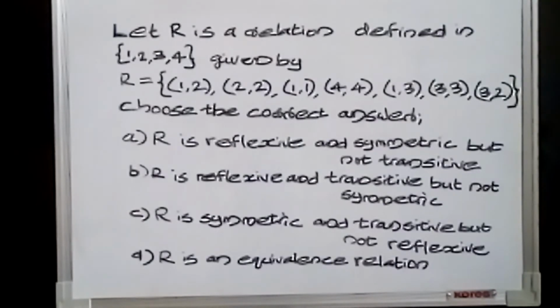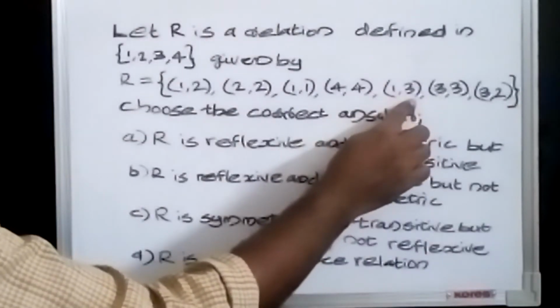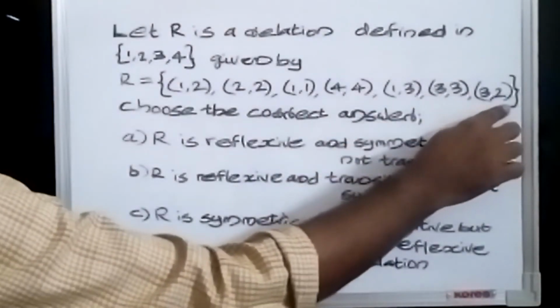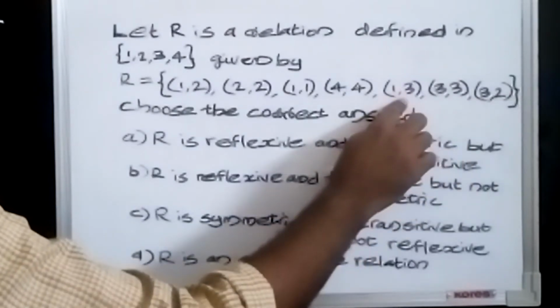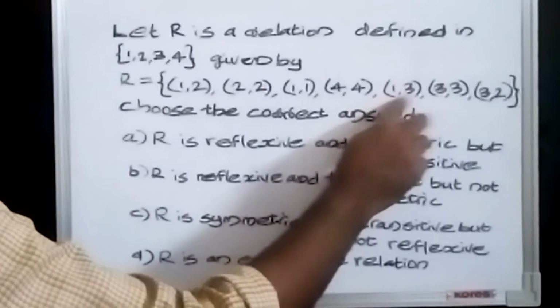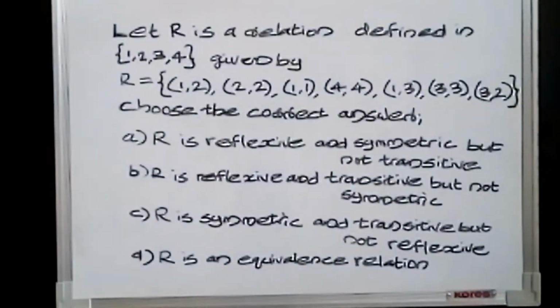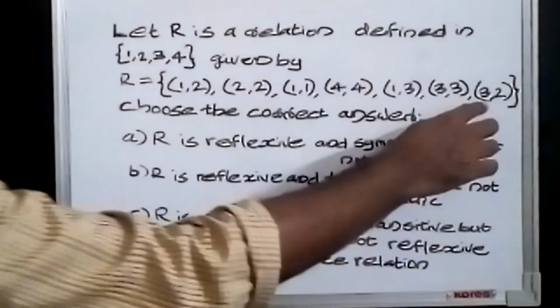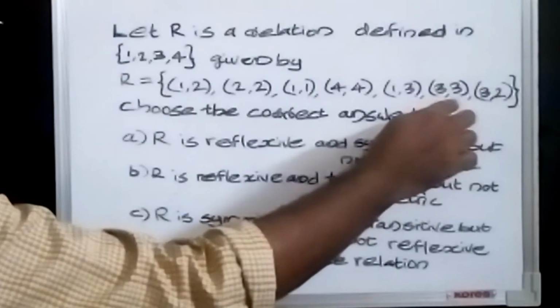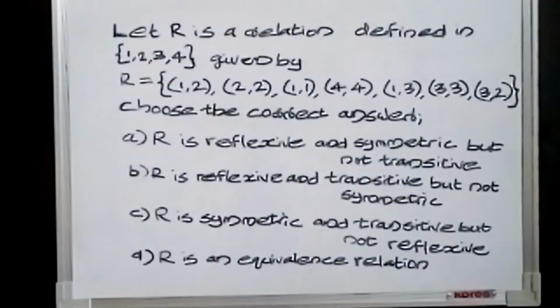Is it a symmetric relation? Let us check. (1, 3) belongs to R and (3, 2) belongs to R. If it is a symmetric relation, if (1, 3) belongs to R, then (3, 1) should belong to R. There is no (3, 1) in this set. And (3, 2) belongs to R, but (2, 3) does not belong to R. There is no (2, 3) in this set. Therefore, clearly it is not symmetric.